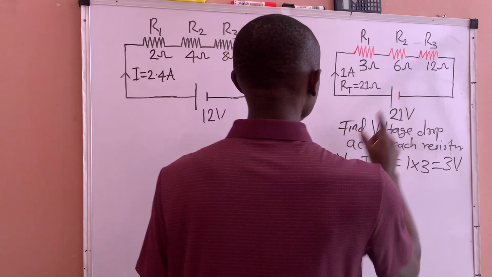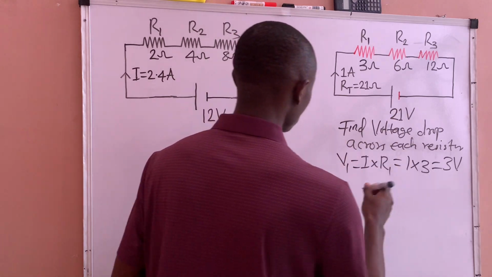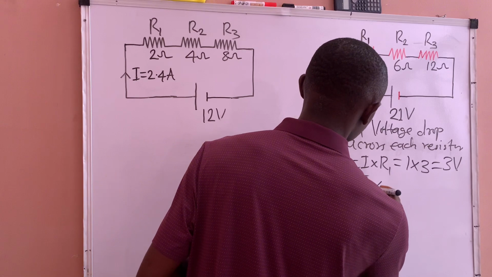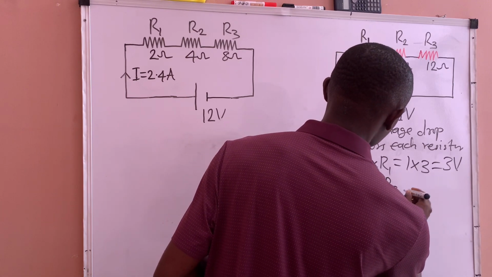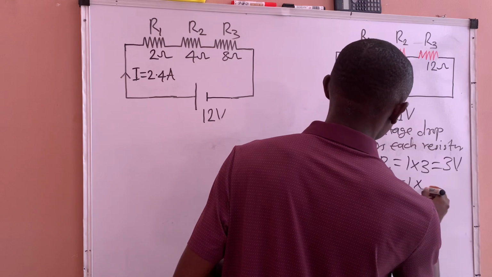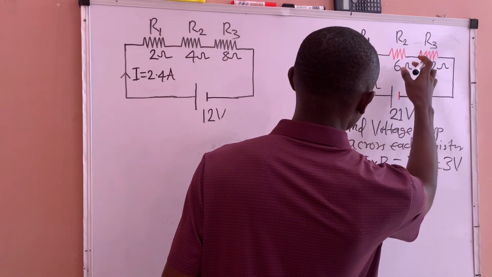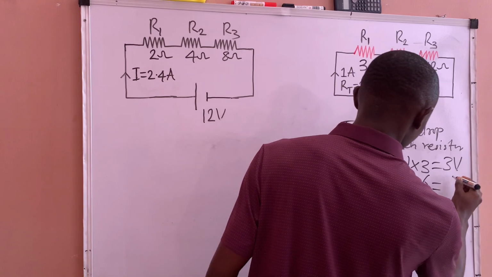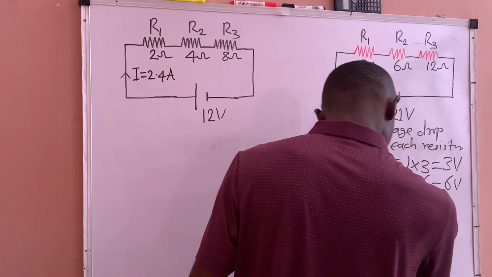And the voltage that will drop across the resistor R2 will be V2, which is I multiplied by R2. The current is 1, multiplied by the value of resistor R2, which is 6 ohms, so the voltage that will drop is 6 volts, because 1 times 6 is 6.